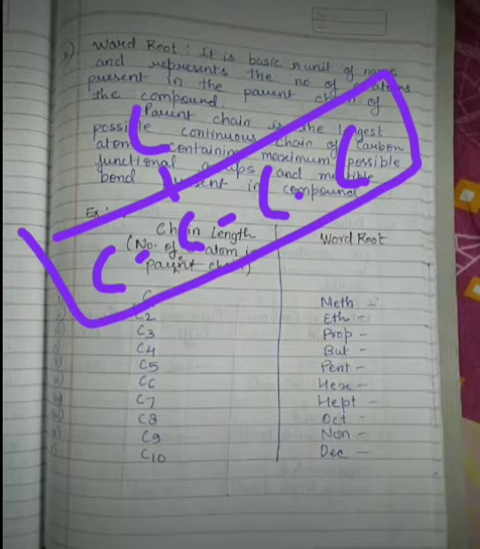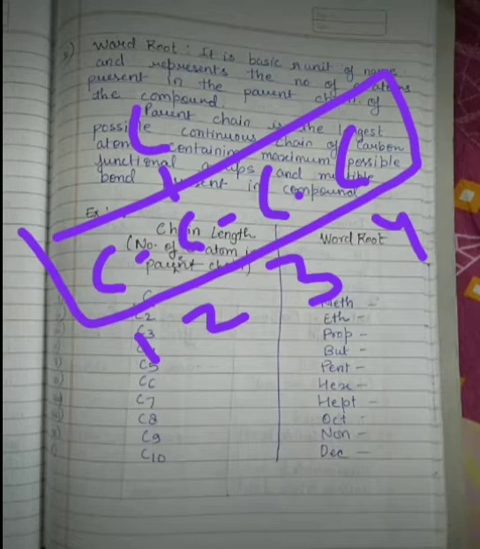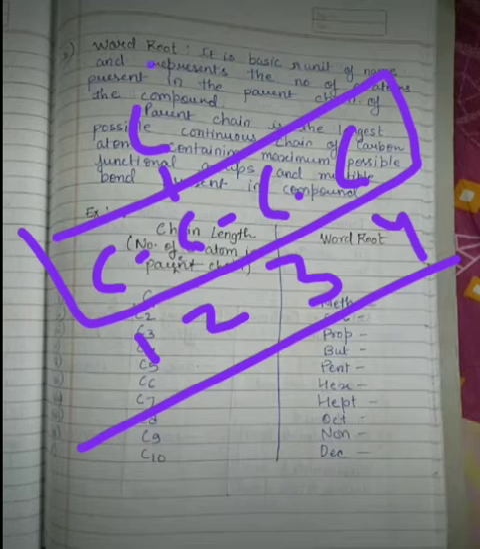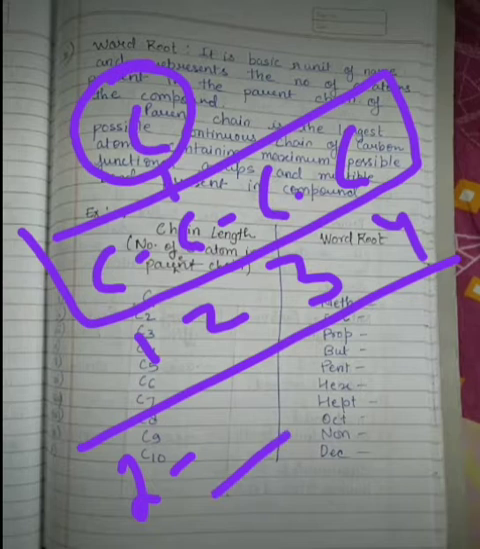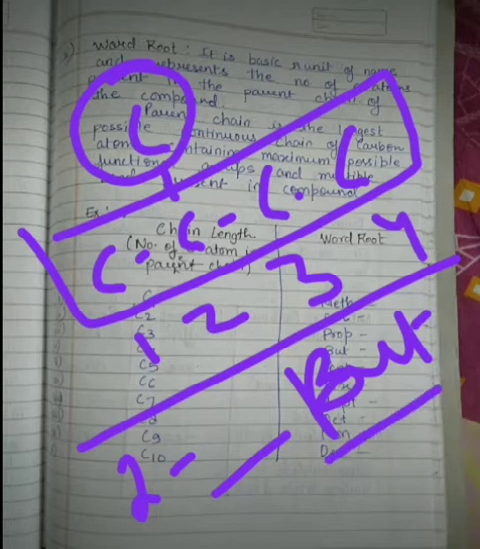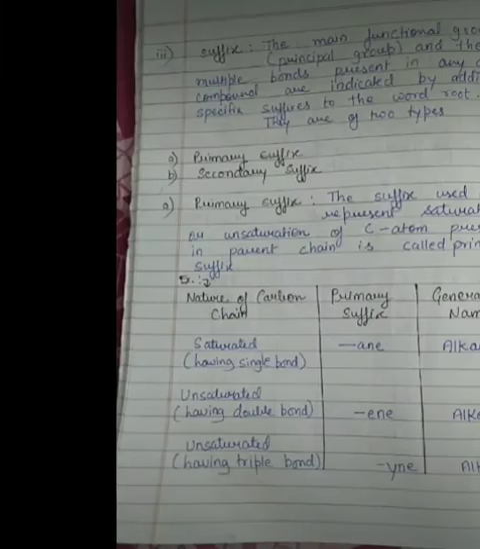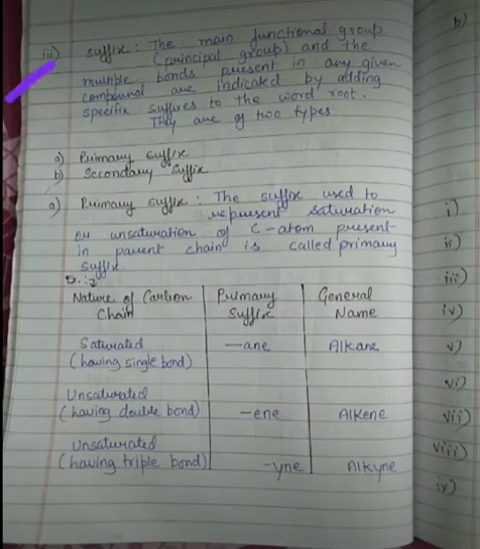So here in the parent chain you can see 1, 2, 3 and 4 carbon atoms are coming. So the word root will be but for this, and this will be assumed as a substituent. So for 2 there is a substitution, and for 4 carbon atoms it will be but. Okay. Now students, talking about the third, that is suffix.